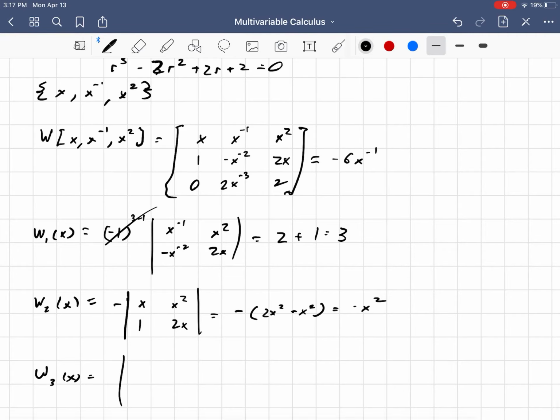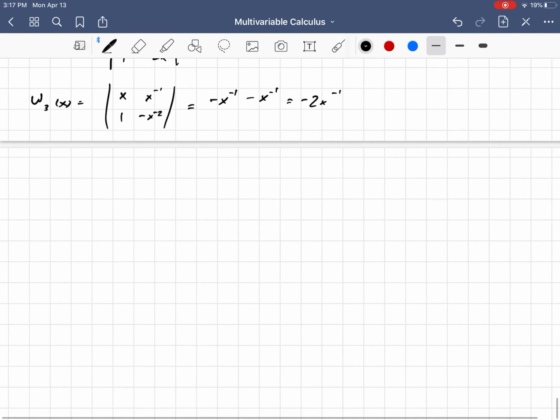Negative x squared. Now, w sub 3, 3 minus 3, we're on the third column, and it's a 3 by 3, so that's negative 1 to the 3 minus 3, or 0, so it's just positive. Now we just have the x and the x to the negative 1. So that's 1 and negative x to the negative 2. So negative x to the negative 1 minus x to the negative 1, negative 2x to the negative 1 is that determinant.